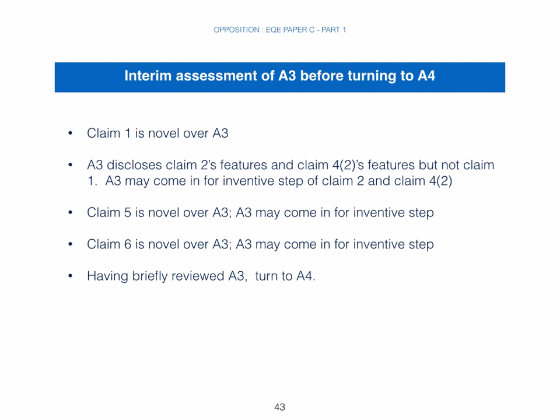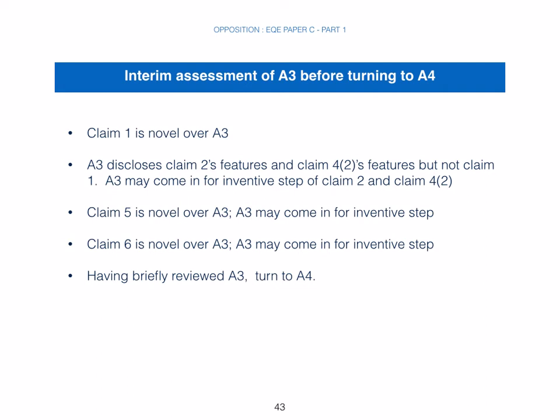Claim 1 is novel over A3. A3 discloses claim 2's features, and claim 4 when it depends upon claim 2's features, but not claim 1. A3 may come in for inventive step of claim 2 and claim 4 when it depends on claim 2. Claim 5 is novel over A3. A3 may come in for inventive step.